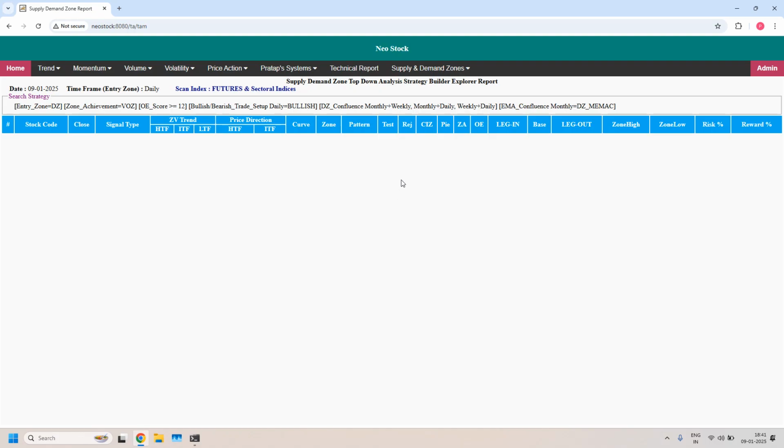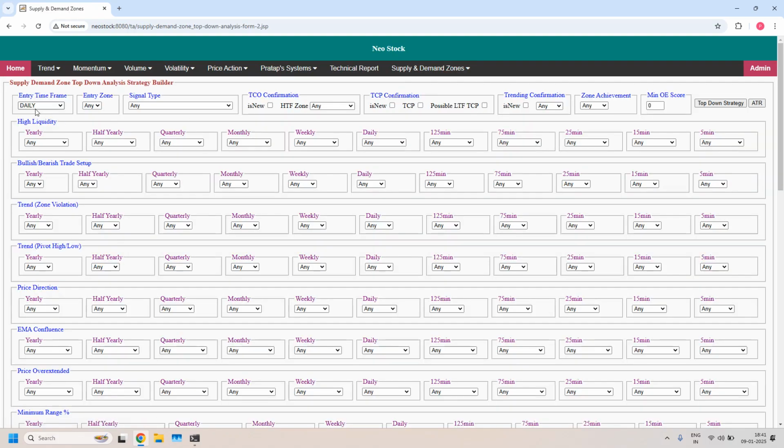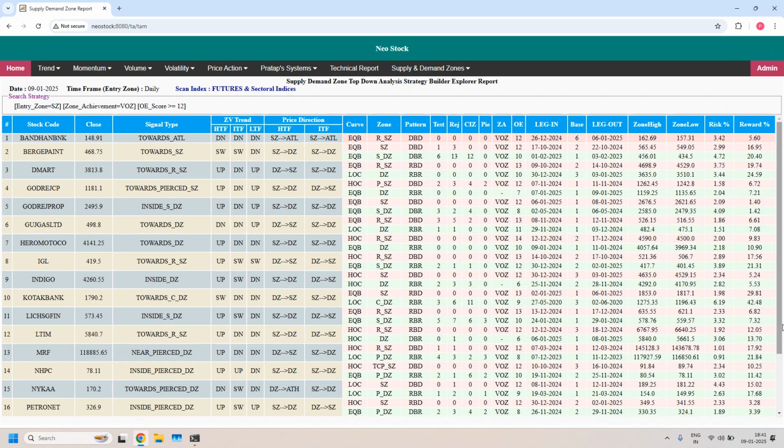Next, bearish trade setup monthly income trade, entry time frame daily. Entry zone is supply zone. Zone achievement violated opposing zone, minimum order enhancer score 12. Let's filter the stocks. We got a total of 20 stocks and the first 16 stocks in the list. Now you can see the report.